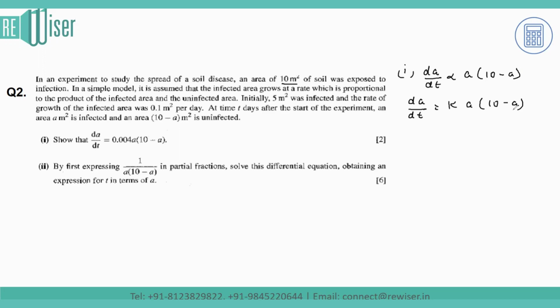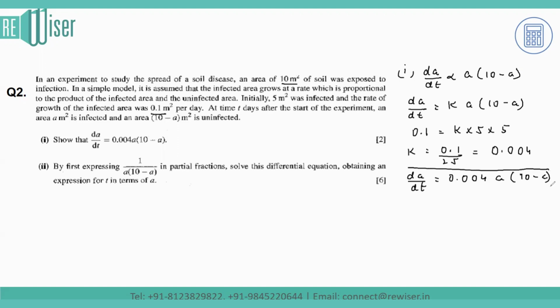So K is the proportionality constant, and we know that the dA dt value is 0.1, and initially the area affected was 5. So that means this is K into 5 into 5. So we got the value of K as 0.1 over 25, which is nothing but 0.004. So if I put that value in the equation, our equation becomes dA over dt is equal to 0.004 into A into 10 minus A. So that's the answer for the first part of the question.